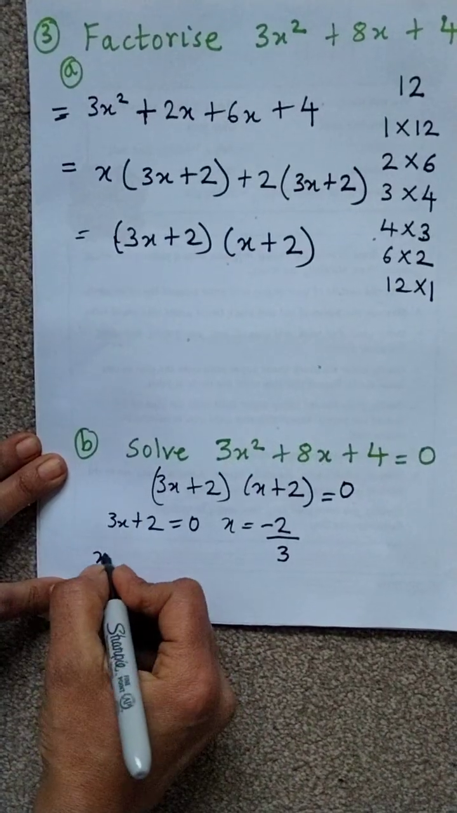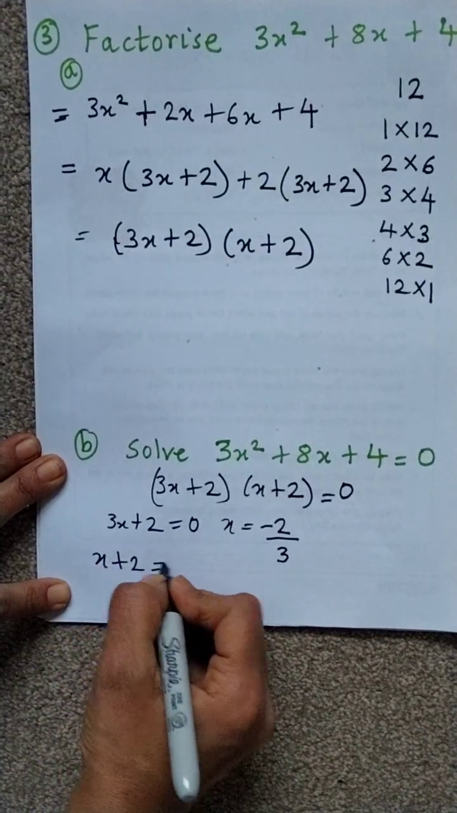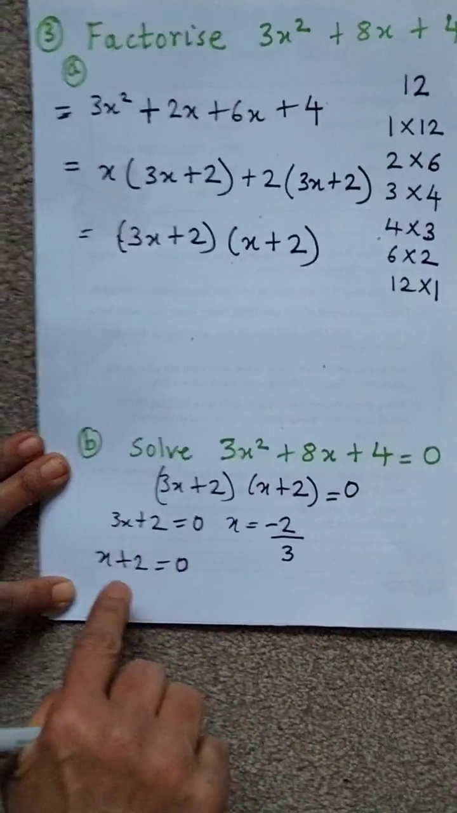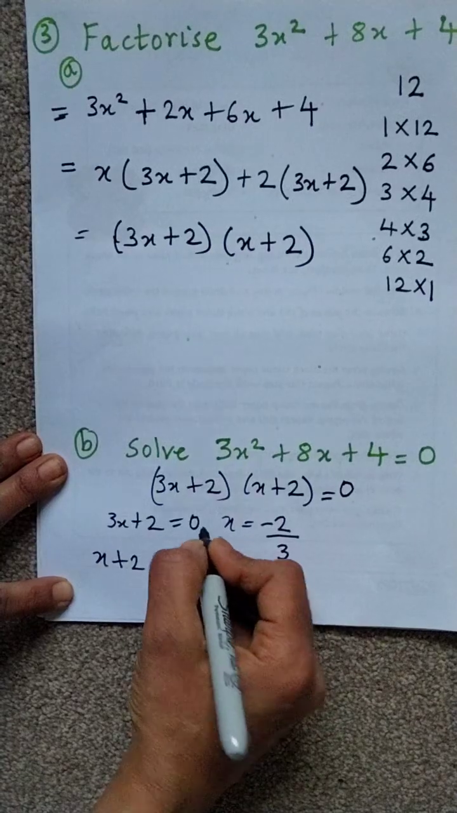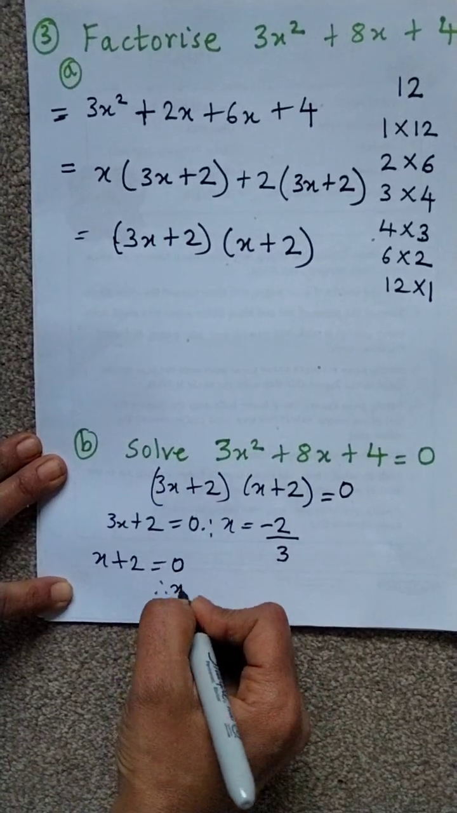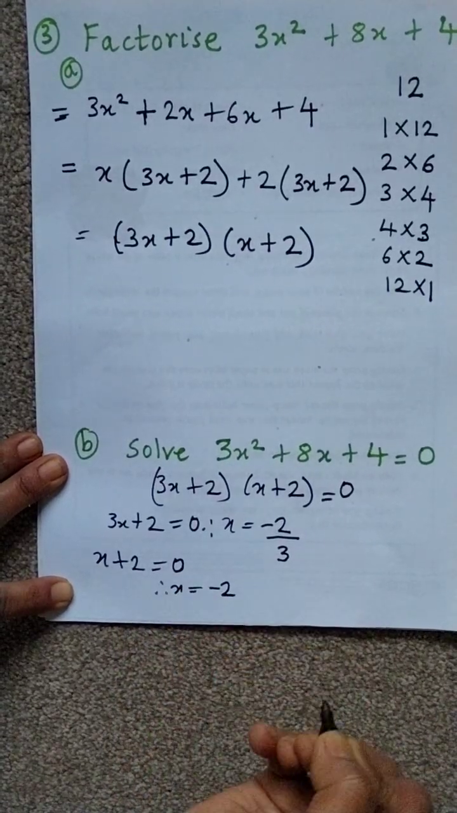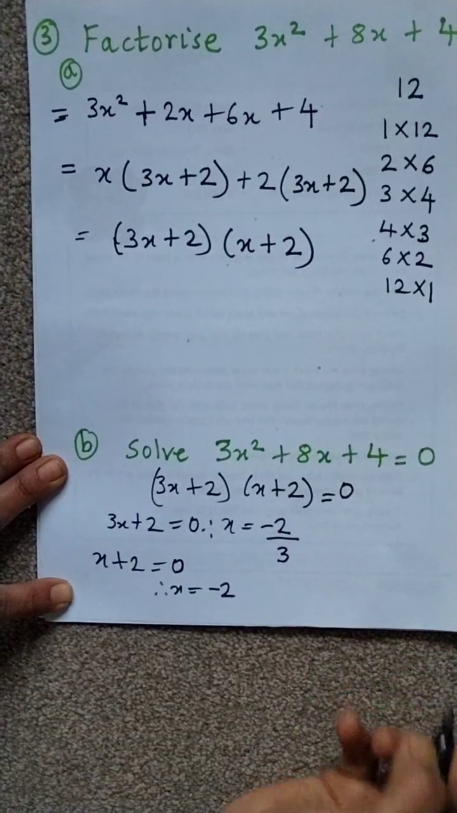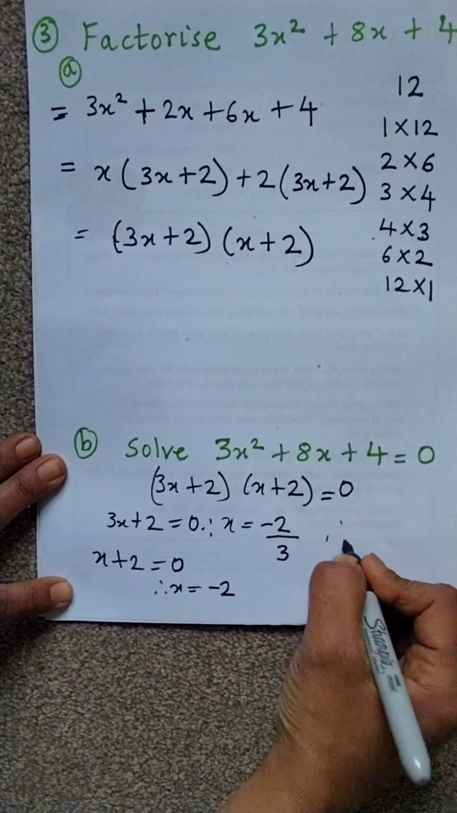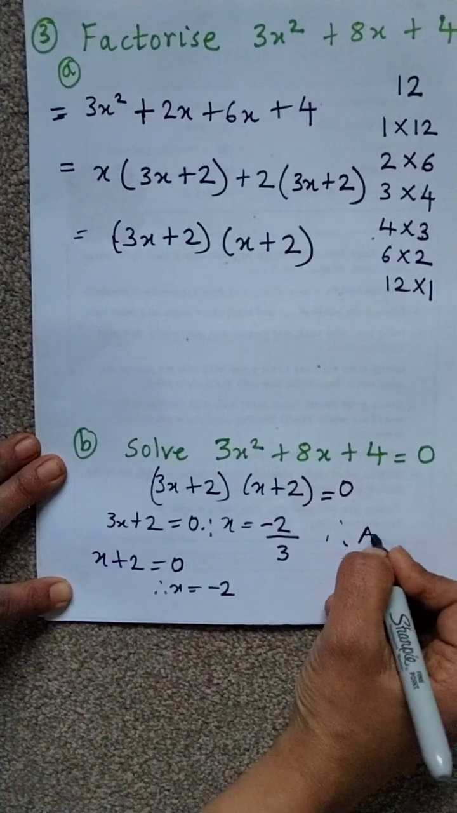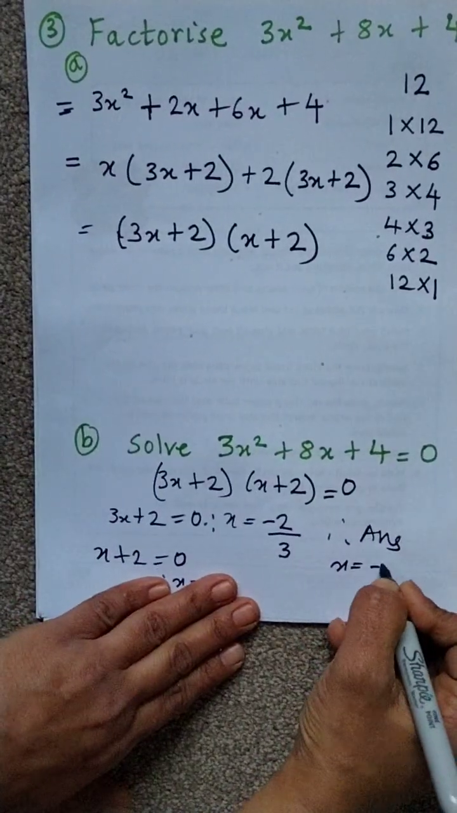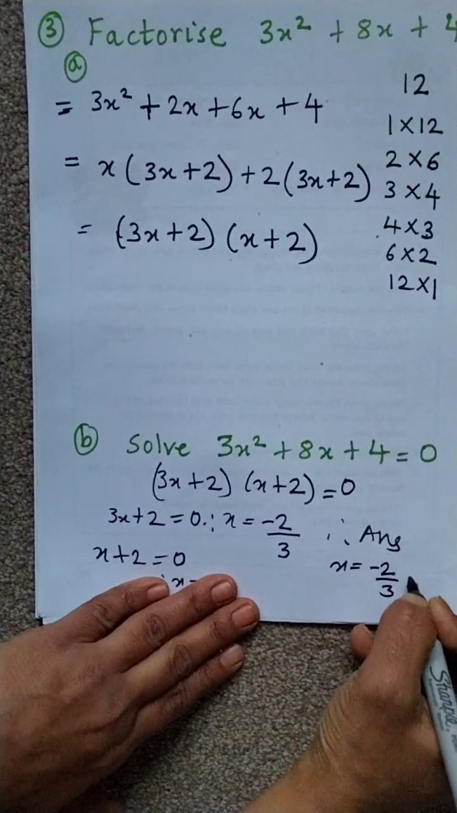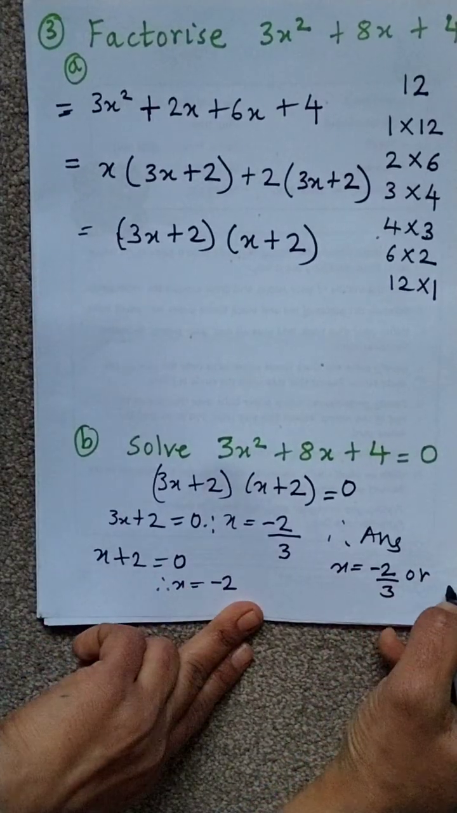Or x plus 2 is equal to 0. Then what is x equal to? Minus 2. Therefore, the answer is x equal to minus 2 over 3 or minus 2.